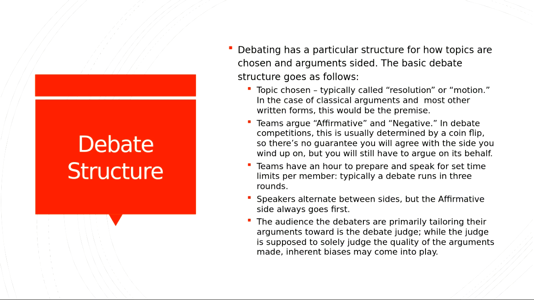Now, teams argue affirmative and negative. So you're basically doing a yay or nay as far as what you're going to be arguing, what the sides are. Now, in competitive debate, this is usually determined by a coin flip. So there's no guarantee you'll agree with the side you wind up on, but you'll still have to argue on its behalf. Now, you have a little bit of leeway with written argument because you do have some control over what side of the argument you take, especially because it's usually reliant upon your own opinion. But if you were in a competitive debate setting, that's usually how they determine which side each team is on.